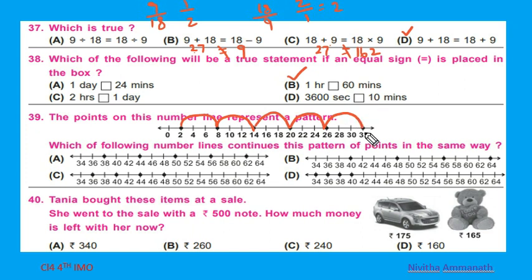If we add 32 plus 6, so 38. 38 plus 6, 44. 44 plus 6, 50. 50 plus 6, 56. 56 plus 6, 62. That is A is the correct option. It is the same as this pattern.